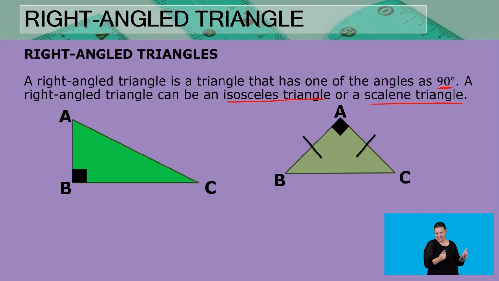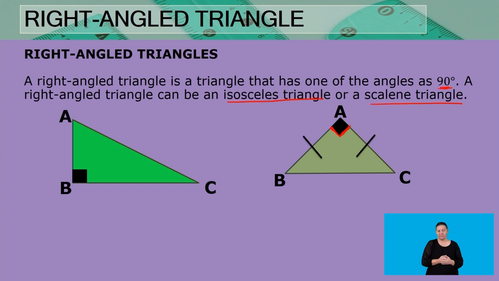So if we look at the triangle here on the right-hand side, we can see that it is a right-angled triangle because we have been shown the symbol that indicates that it is 90 degrees. So we can see that it's a triangle, and that one of its angles is a 90-degree angle. And we are shown that AB is equal to AC. So this is an isosceles right-angled triangle. It's a right-angled triangle and it's an isosceles triangle.